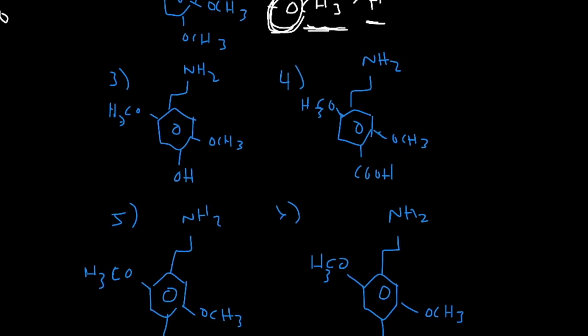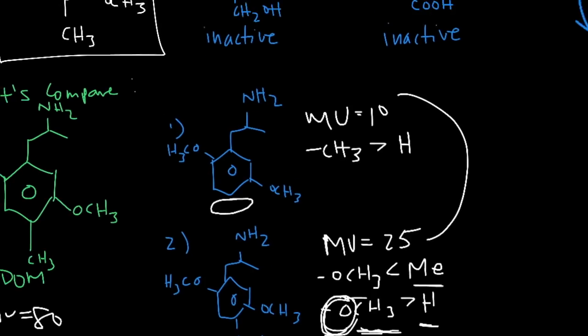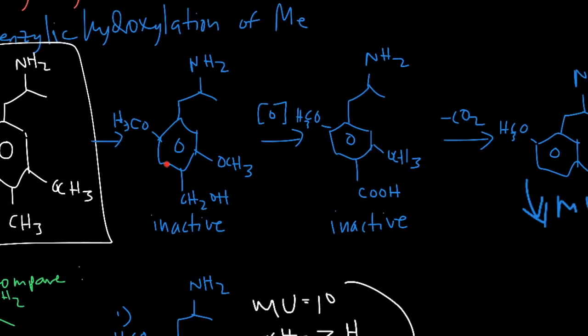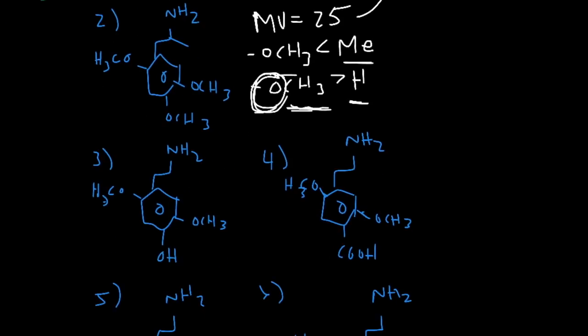3 and 4. The only thing changing is the oxygen and the carboxylic acid. So number 3, what would you expect? More potent or less potent than DOM? Trick question. It's inactive. Remember, I said your alcohol and your acid at the 4 position are inactive. So this is inactive. Put an X. 4 is also inactive because you have a carboxylic acid here. Remember, carboxylic acid and alcohol at the 4 position is inactive.